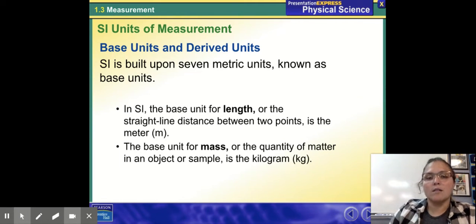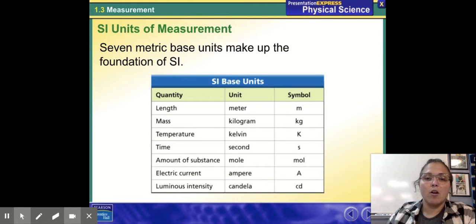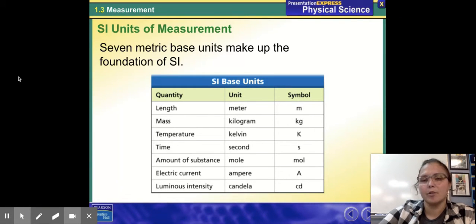So the SI system is based upon 7 metric units, and these are known as the base units. In SI, the base unit for length, or the straight line distance between 2 points, is the meter. The base unit for mass, or the amount of matter in an object, is a kilogram. Here's a table with all of the 7 base units. In this class, we'll mainly worry about length, mass, time, and maybe sometimes temperature.